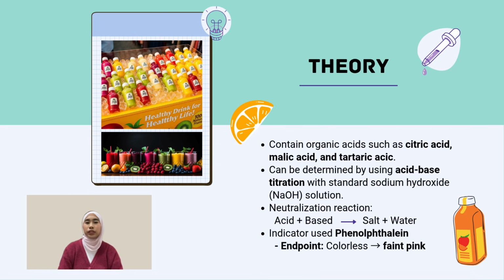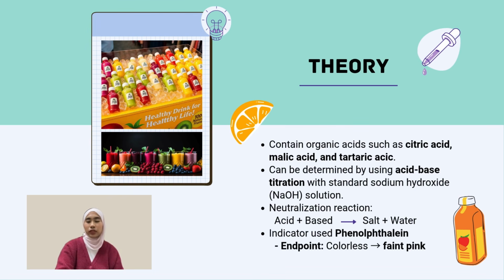Now I will explain the theory behind the determination of acidity in commercial fruit juices. Commercial fruit juices naturally contain several organic acids, the most common being citric acid, malic acid and tartaric acid. These acids are responsible for the sour taste of the juice, which also affects its quality, freshness and shelf life. To determine the acidity, we use an acid-base titration. In this experiment, the fruit juice, which acts as the acid, is titrated with a standard sodium hydroxide (NaOH) solution, which is the base. By measuring the amount of NaOH needed, we can calculate the acidity of the fruit juice.